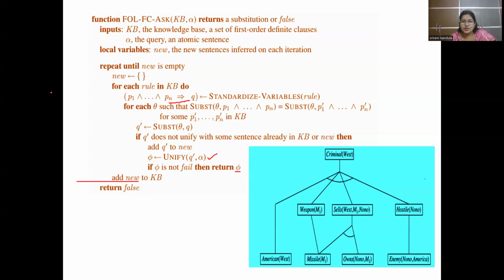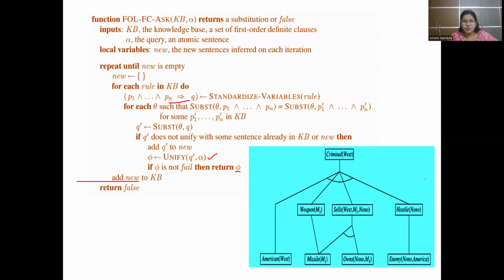So here, this criminal of West, our P implies Q form, we should check, right? So on the left hand side, I have American of X, weapon of Y, sells of X, Y, Z, hostile of Z. So this is implying criminal of West. Yes, I have a rule in this particular form.